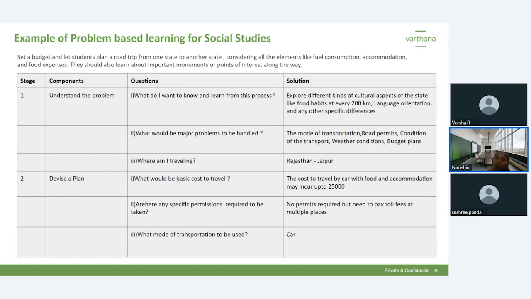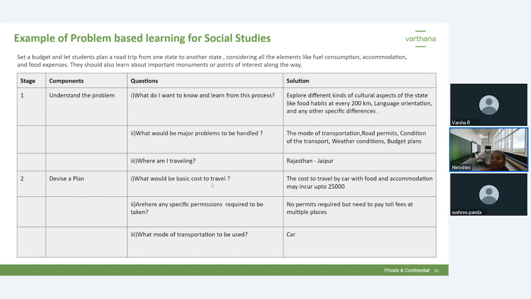So the first component, as I mentioned in stage one, would be understanding the problem. And you see, there are a couple of guiding questions: what do they want to learn, or what do they need to know first? Where am I traveling? Because each student group will be forming different sets of plans, as I mentioned, and they have already been given a budget. So what is the basic cost to travel and the other amenities? So we will devise the plan next.